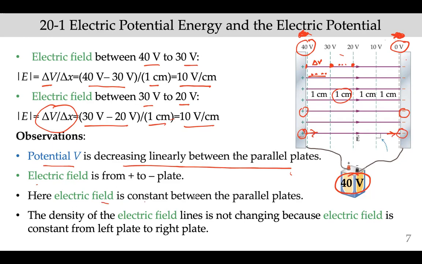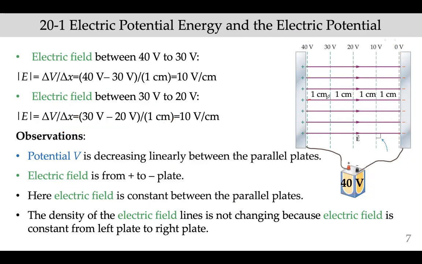Here, the electric field is constant between the parallel plates, and as you can see, its magnitude doesn't change. And the density of the electric field lines is not changing because the electric field is constant from the left plate to the right plate. Now, look at the density of the electric field lines. Look at the density here and look at the density here. The density doesn't change. So from here, we can say that the electric field lines' density doesn't change, so the electric field is constant.